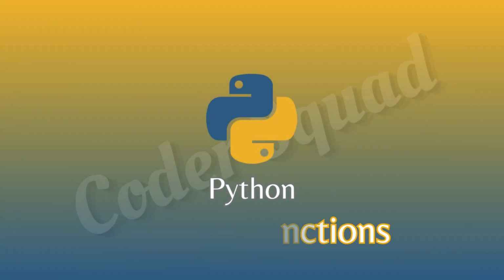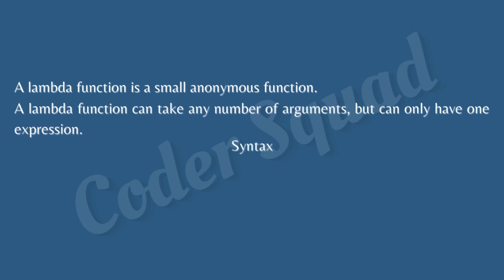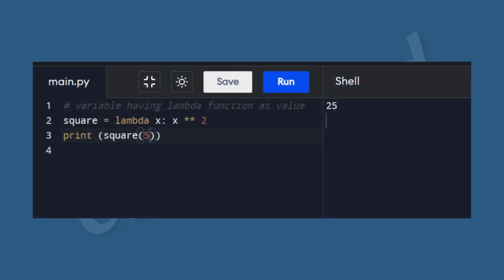Lambda functions, also known as anonymous functions, are small, single-expression functions that can be defined inline. They're useful for short, simple operations. Here's an example. This square lambda function takes a single argument x and returns its square.